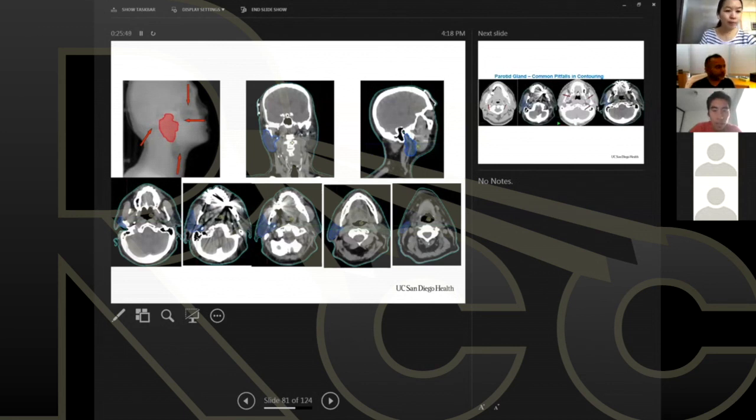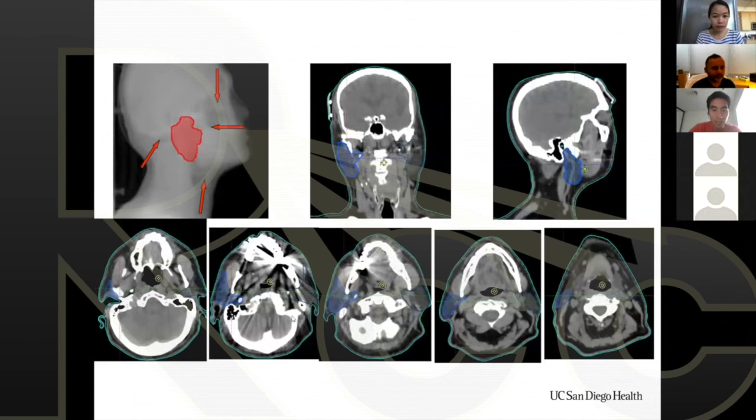I don't think we see your mouse. Oh, you can't see my mouse? Hold on one second. Can you guys see my mouse now? Yeah, that's a lot better.